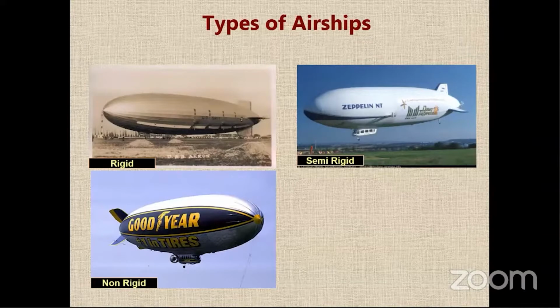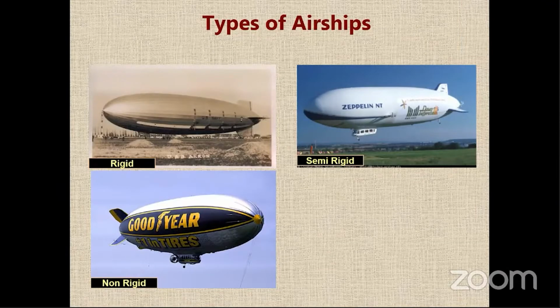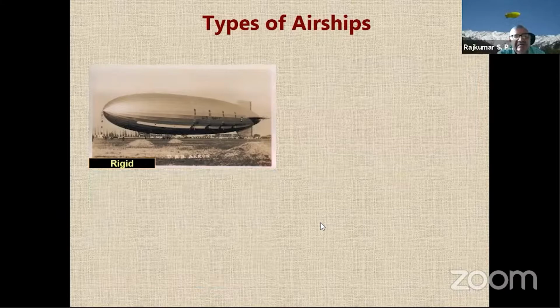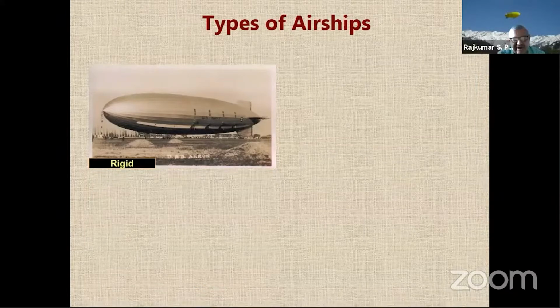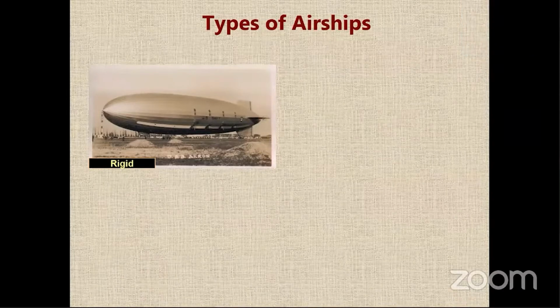Okay. So what about what you see, the outer structure? Is that rigid or non-rigid? In a rigid airship, let me just remove the other photographs. In the rigid airship, there is an internal structure. I agree with you completely. But what about the outer structure? It's rigid too. It's rigid too.